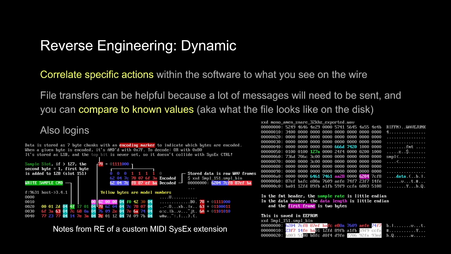So a big thing here is correlating specific actions in the software with what you see on the wire. If you can do certain things, you might be able to see specific types of packets come out on Wireshark. File transfers are really, really helpful to me because there'll be a lot of messages sent, and you'll know what the file looks like on disk, especially if the file is transferred to the same computer. You can compare those values from the file to the packets of the file transfer as well.